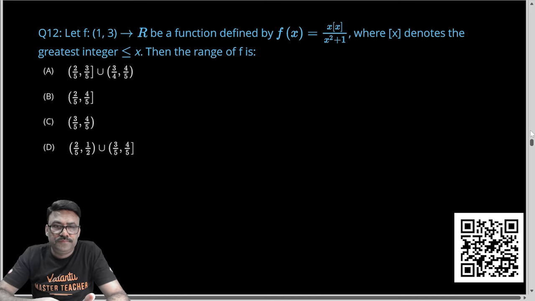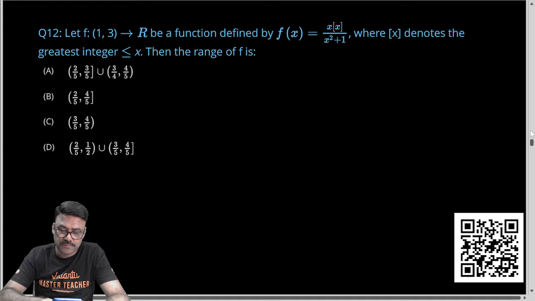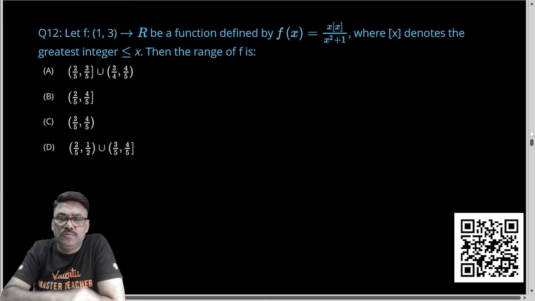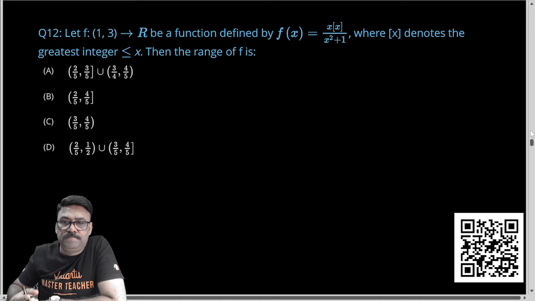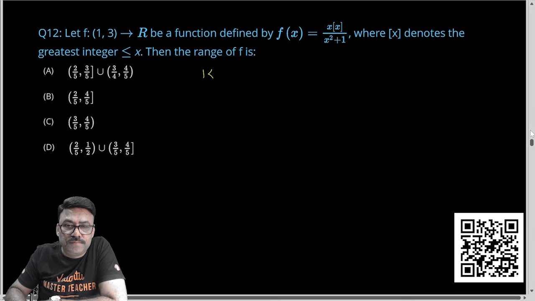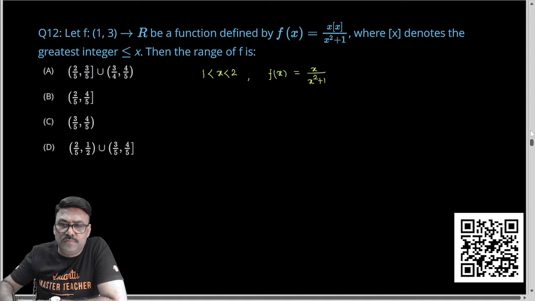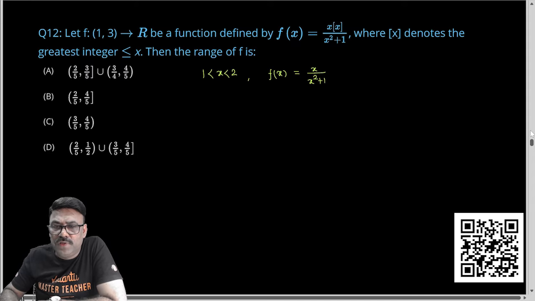See, this question is based on the greatest integer function and range. You have to get the range of this function in the interval 1 to 3. So your function can be written as, if I take the interval 1 to 2 first, if x lies between 1 and 2, then your function is x over x square plus 1. Integral part is 1. And for x over x square plus 1 in 1 to 2, just check whether it is an increasing or decreasing function in the interval 1 to 2.